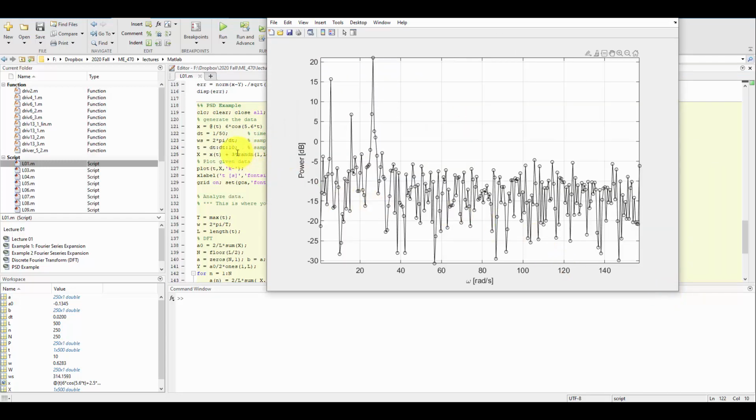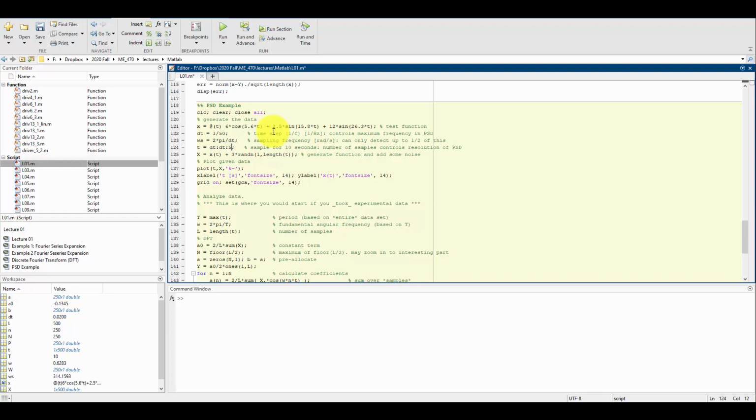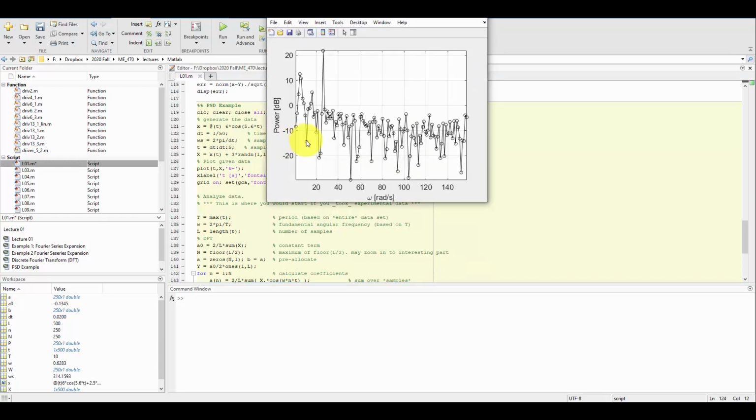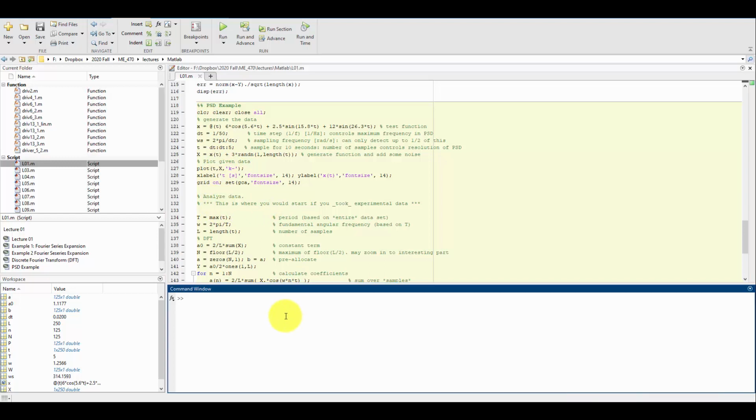Now let's see what happens if we sample for a shorter amount of time. Well, the length of our sampling determines the resolution, the spacing between any 2 of these neighboring points. So what happens if I sample half as long, for only 5 seconds? Still at 50 hertz, but only 5 seconds. That's going to cut our resolution in half, because we're going to see that the fundamental frequency is now twice as large. So the spacing between these points is now 1.23 radians per second.